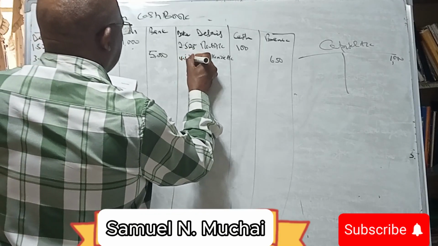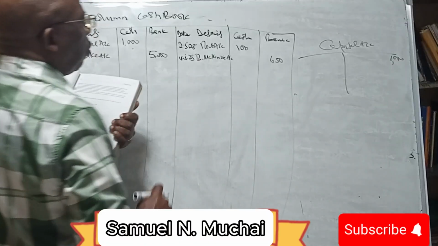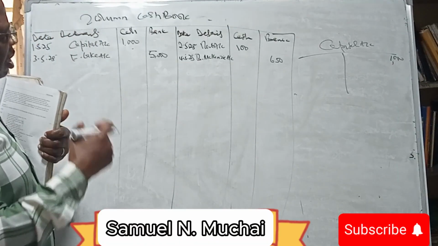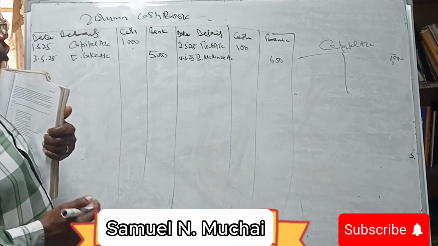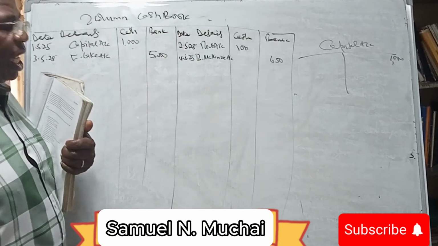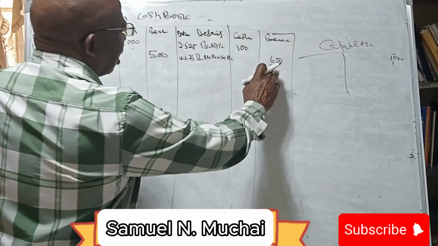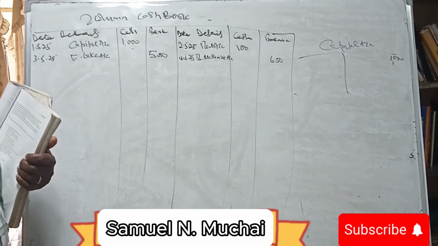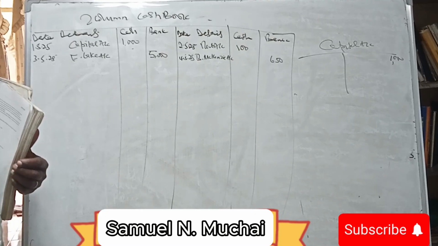4th of May 25. We are paying an expense we had incurred from B. Mackenzie. So we debit B. Mackenzie to reduce the liability as we credit bank to record a reduction in our money. We are paying somebody we owed money.